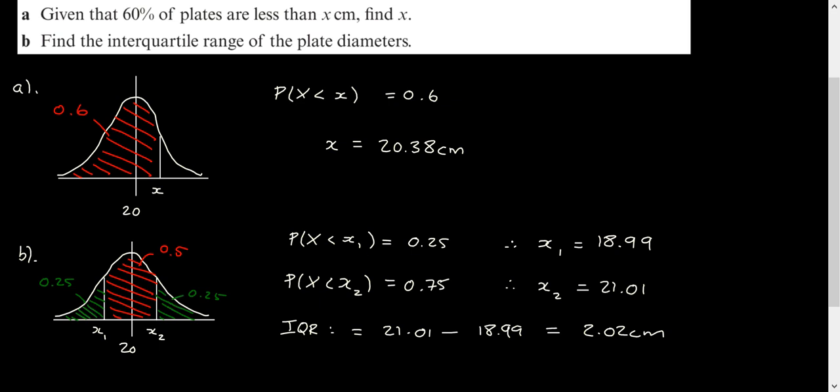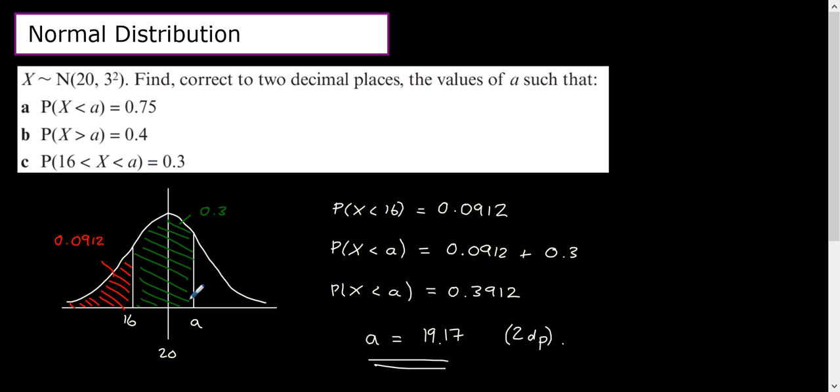So on the CG50 though, what we can use in our inverse normal is quite interesting. When you select the tail, instead of opting for left or right, you can opt for central. Now what that means is it will find a value on the left of the mean and of the right of the mean where the area is split equally between them. And what I mean by that is, for example, in the previous question, when we had an area between 16 and A, we didn't know that this 0.3 was distributed evenly across the mean. In fact, it wasn't at all, right? And we couldn't know that from the question.